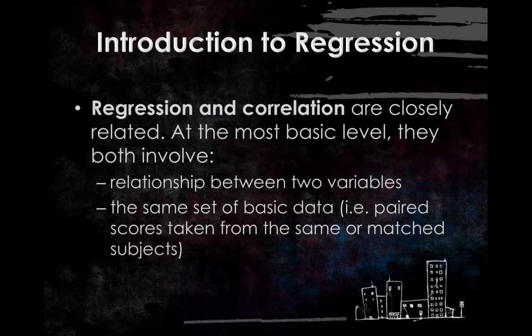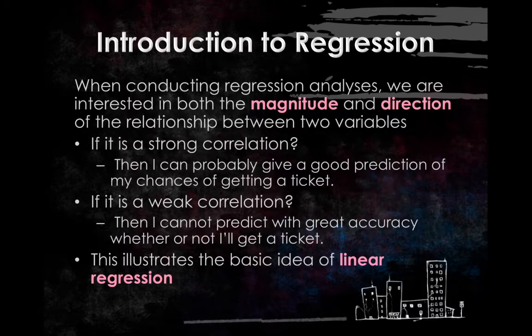So regression and correlation are really closely related, right? They both look at relationships between 2 variables, x and y, and they use the same basic set of data, right? Paired scores. When conducting regression analysis, we're interested in both the magnitude and the direction of the relationship between those 2 variables, right? Because if it has a strong relationship, then I can make a pretty good prediction of my chances of getting a ticket or not getting a ticket. If it's a weak relationship or a weak correlation, then my ability to accurately predict if I'm going to get a ticket or not goes down.